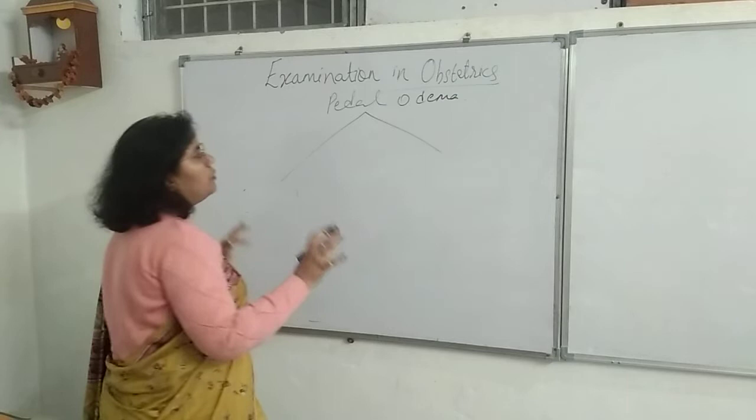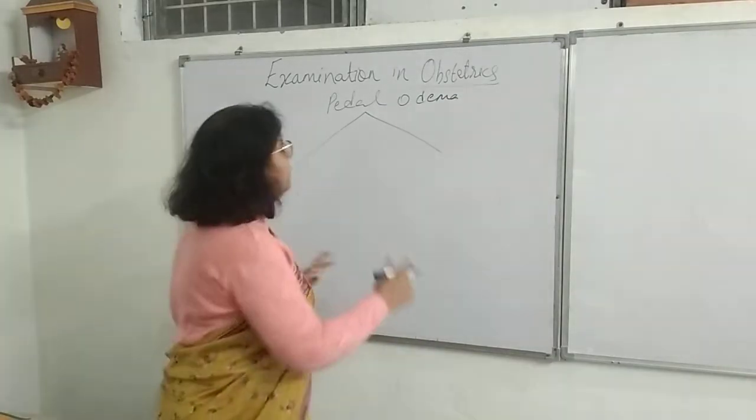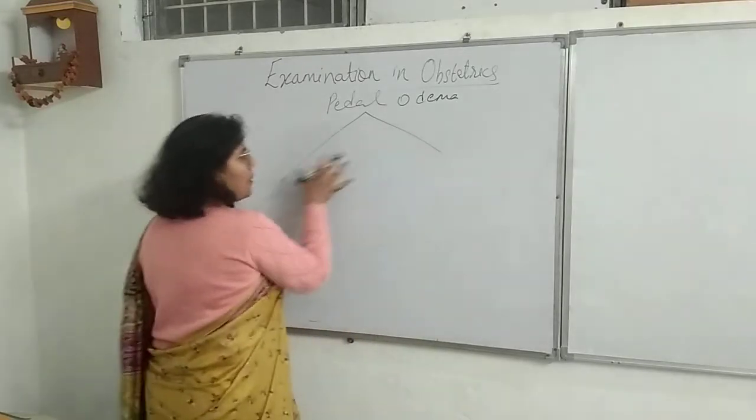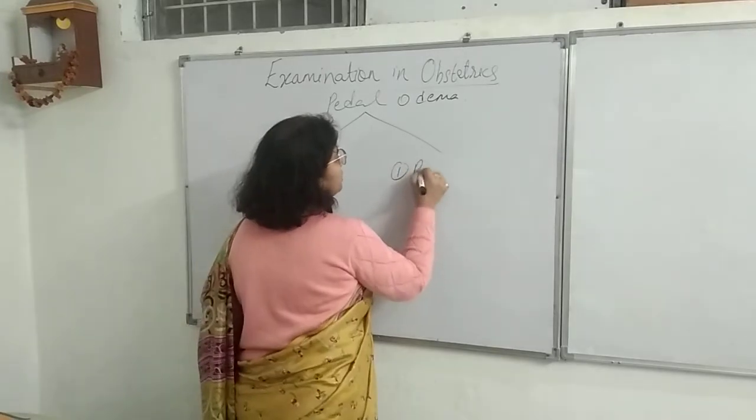Number 1, you will be saying physiological. Okay. Then coming to pathological causes. The most common is physiological, and among the pathological it is preeclampsia.